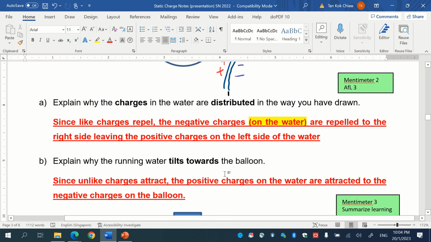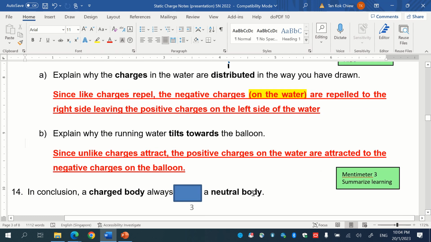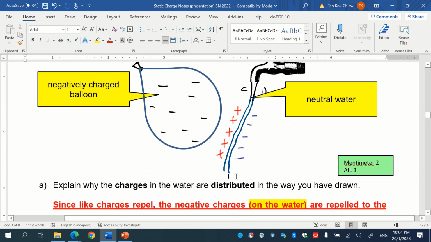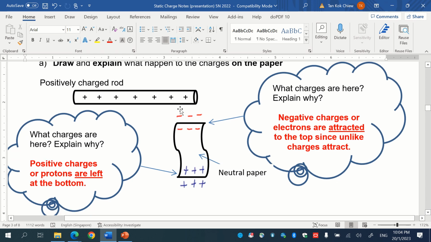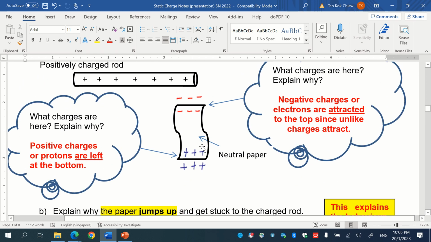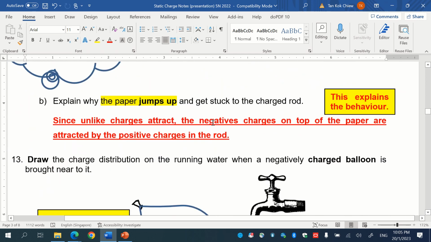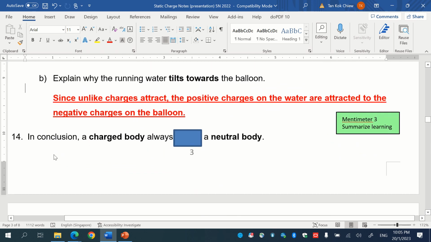Okay, I hope you get the gist of this lesson. Whatever the case, whether the charged body is negative or positive, the end result is the neutral body always gets attracted towards the charged body. That's why in conclusion we say a charged body always attracts a neutral body.